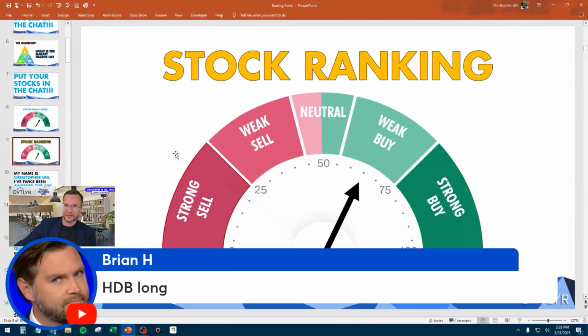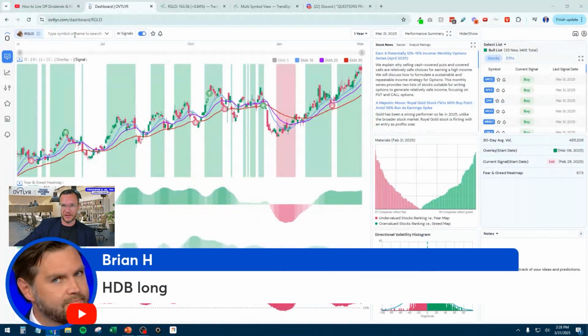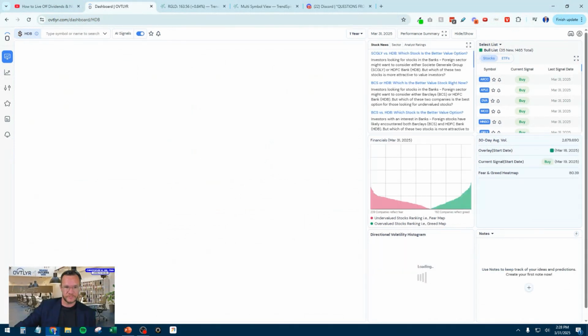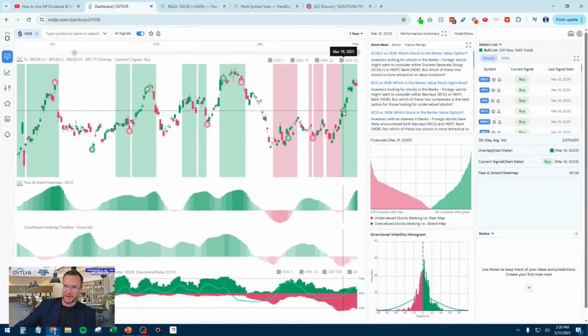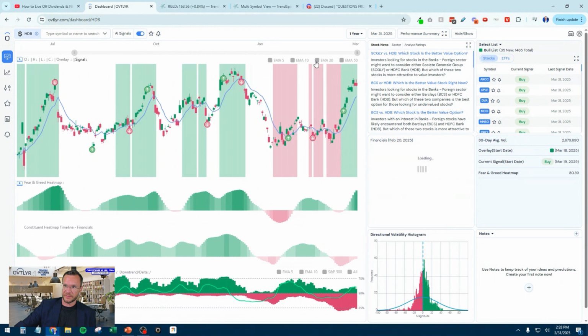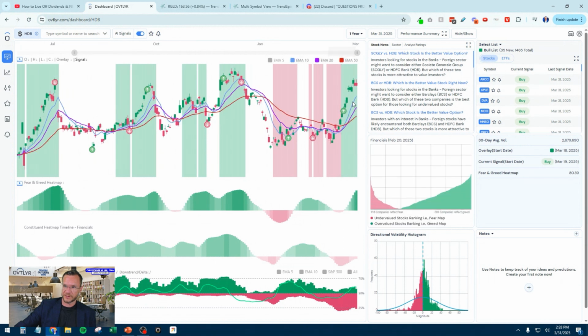Brian wants to look at HDB. HDB, nice. All right, so looking at this one here. It's got a buy signal that came within the uptrend. You can see that 10, 20, 50 was crossed up.